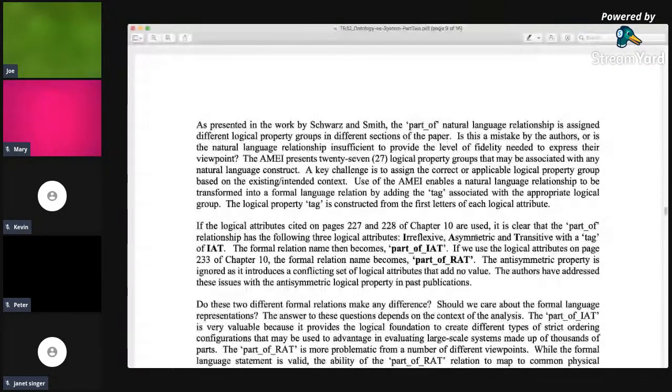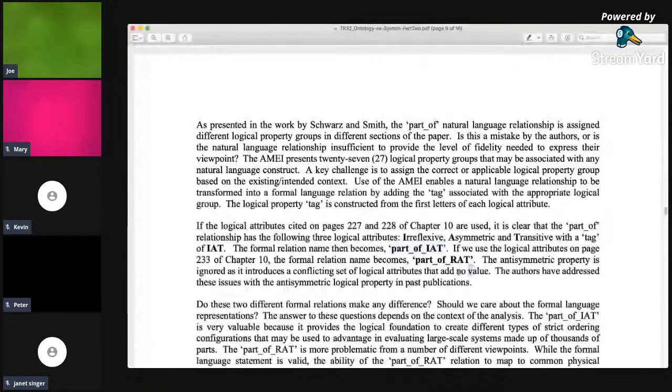And what we do is basically provide a tag. So if you really mean part-of, and you mean it's irreflexive, asymmetric, and transitive, and you're having a formal discussion, then you can actually tag it. You can say, okay, part-of IAT. And with that type of tag on that type of relationship, then you can have a formal language that interprets it, parses it, and assigns the correct operations.